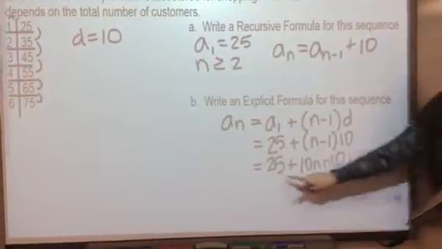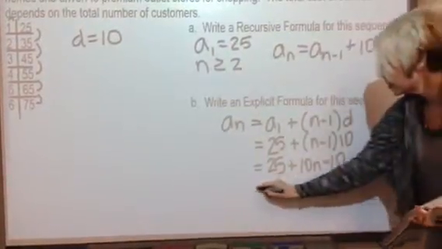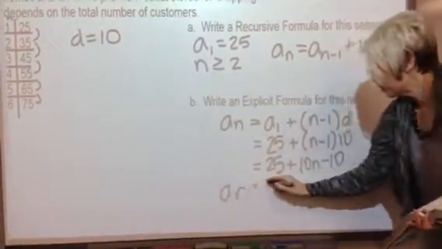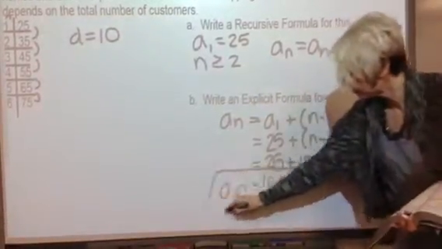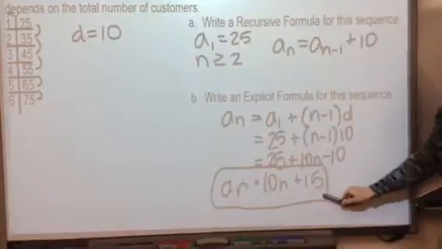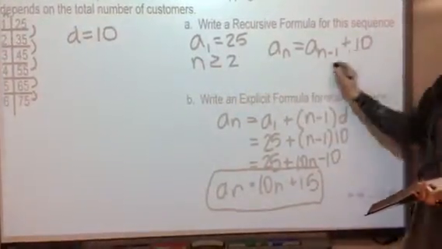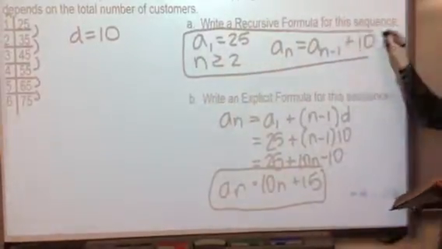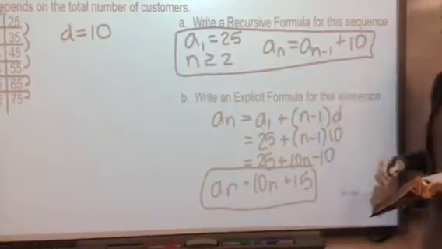Can I combine anything here? Yes, I can combine my 25 and my minus 10. So a sub n would be equal to 10n plus 15. And this is the explicit formula for my arithmetic sequence, and this here is my recursive formula for the arithmetic sequence. So you can write any sequence both ways, in both different forms.